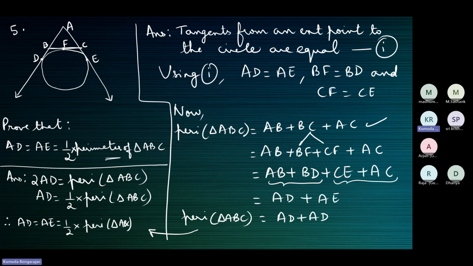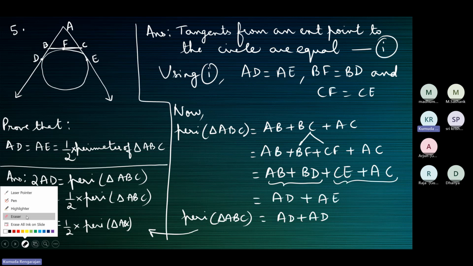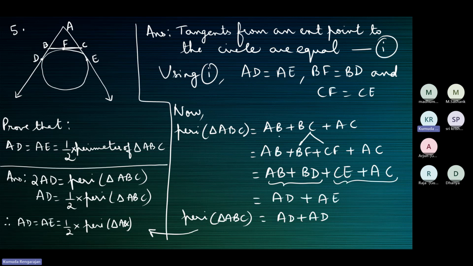Because we have the perimeter of triangle ABC in the result, we start with that. I'm saying the main proof starts there. This result you know anyway. Since we have the perimeter of triangle ABC in the final result, we'll start with that. Perimeter of triangle ABC is equal to AB plus BC plus AC.